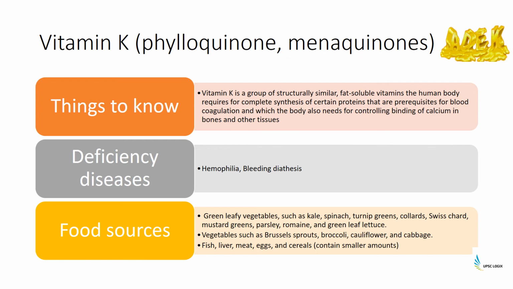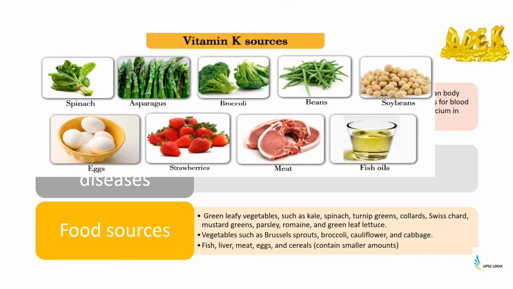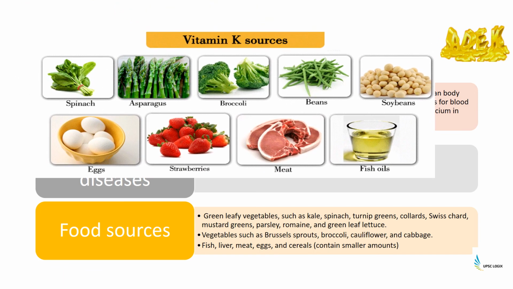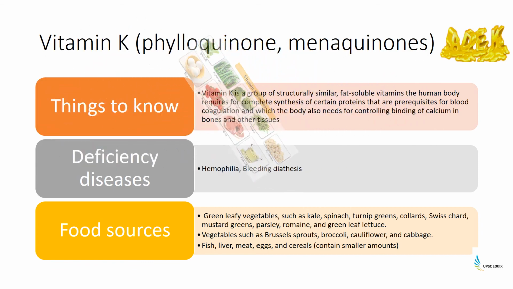Then let us have a look at the food sources: green leafy vegetables, kale, spinach, turnip greens, collards, asparagus, broccoli, beans, soya beans, eggs, strawberries, meat, fish oils, then parsley, mustard greens, Brussels sprouts, broccoli, cauliflower, cabbage, fish, liver, meat, eggs, and cereals all contain smaller amounts of vitamin K but are important sources of vitamin K.